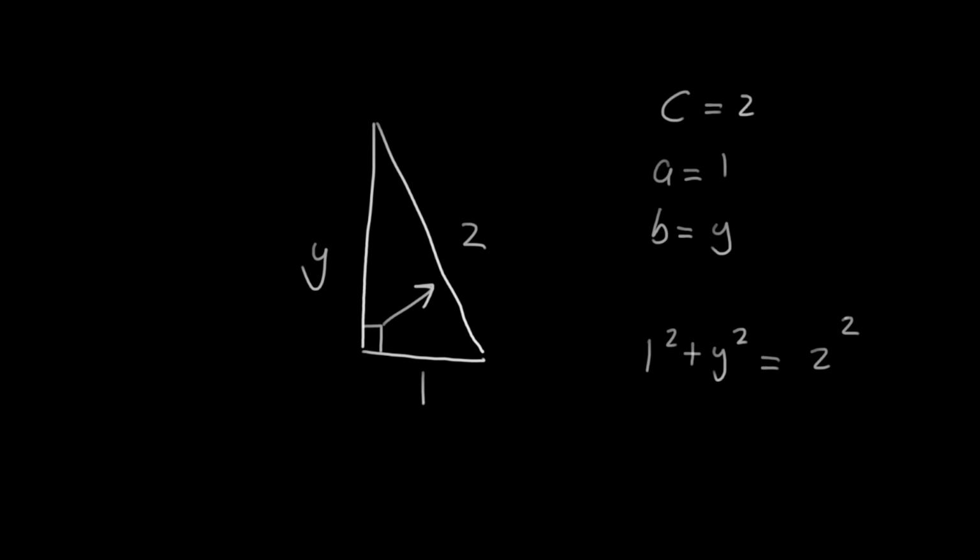Now we need to isolate for y. y squared is equal to 3. Take the square root of both sides, and we get y equals square root 3.